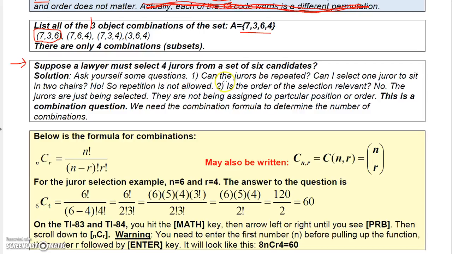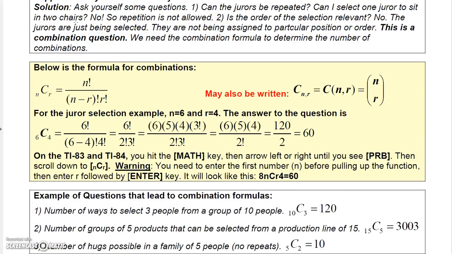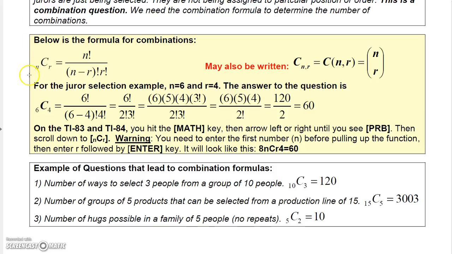So we need the combination formula to determine the number of combinations. Let me give you the combination formula. If you have a total of n objects and you want to know how many r object combinations there are, then the formula is n factorial divided by n minus r factorial, then multiplied by another r factorial. So the bottom is divided by an extra r factorial if you compare it to the permutation formula.